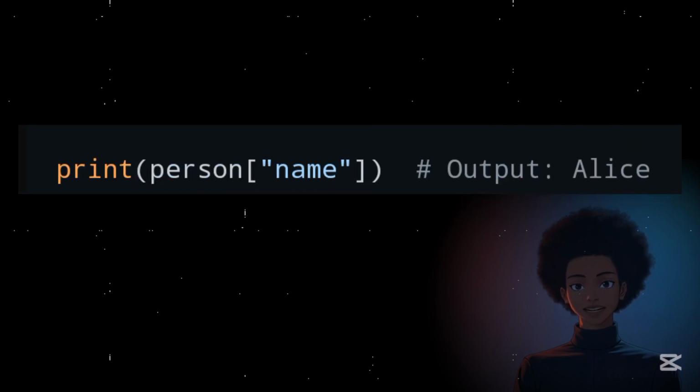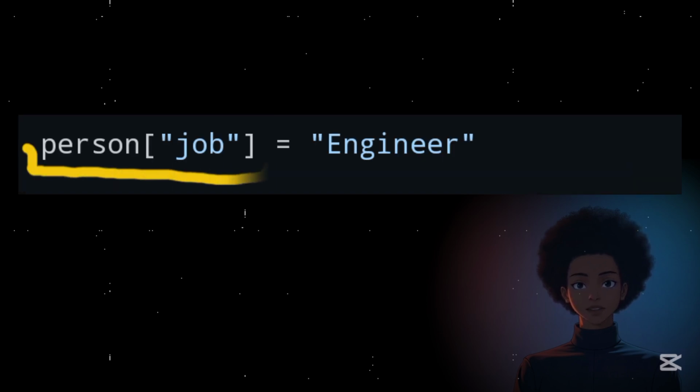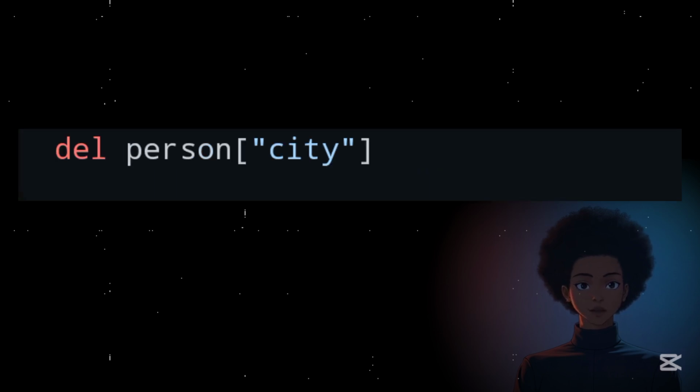You can add or update values by assigning them to a key. For instance, person["job"] = "engineer" will add a new key-value pair to the dictionary. To delete a key, you can use the del statement. For example, del person["city"] will remove the key "city" and its associated value. Dictionaries are incredibly powerful when you need to store and retrieve data efficiently.